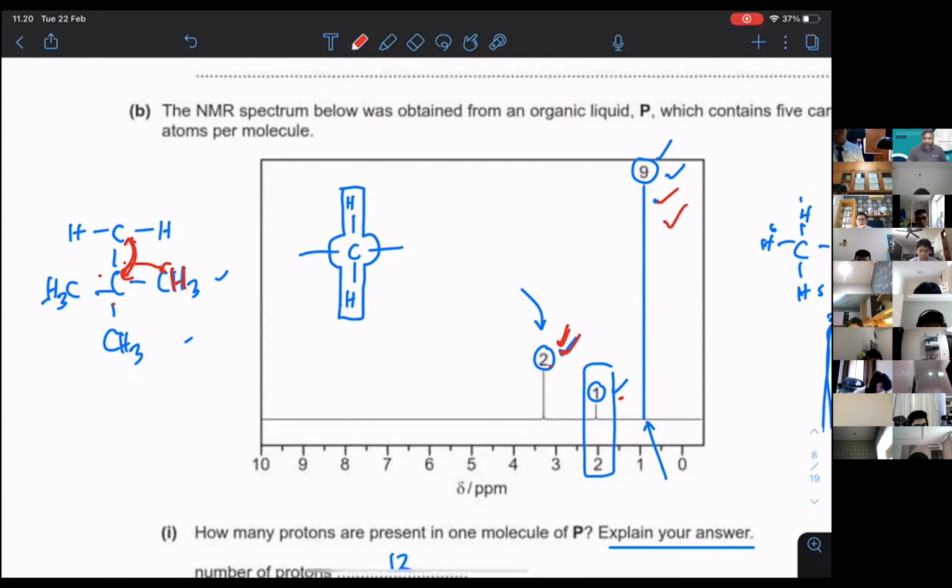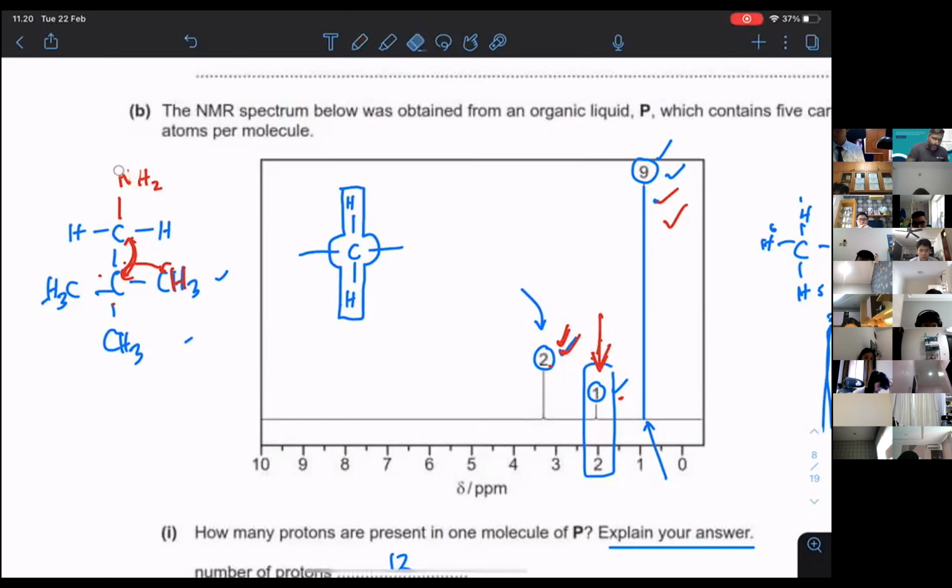And then this one must contain OH and NH. Now, if I put NH, something is wrong. All nitrogen must have 3 bonds, so I need to put NH2. But they say it's 1. They didn't say it's 2. So I cannot put NH2, because NH2 would mean 2 hydrogens in that environment. I cannot use NH2.